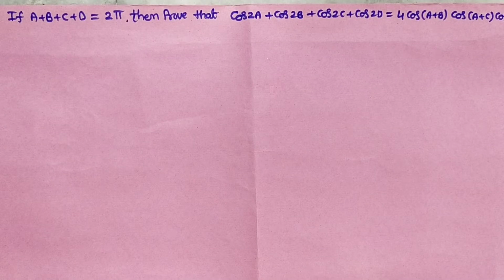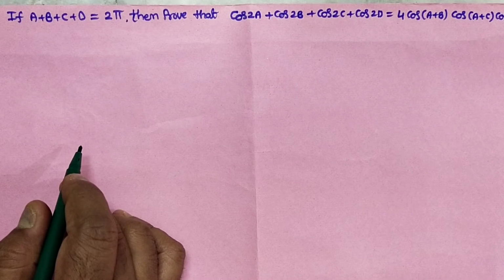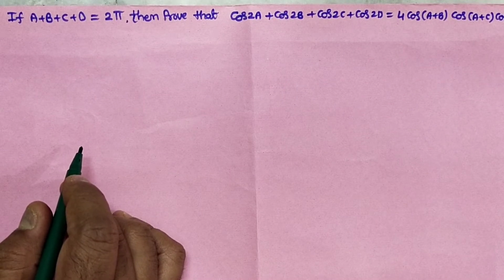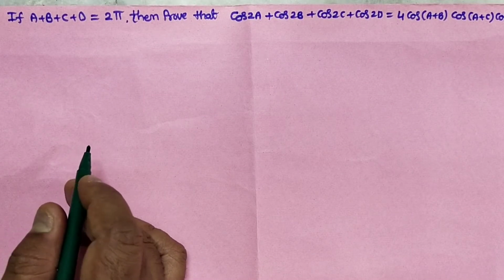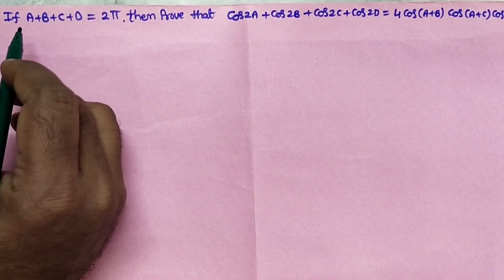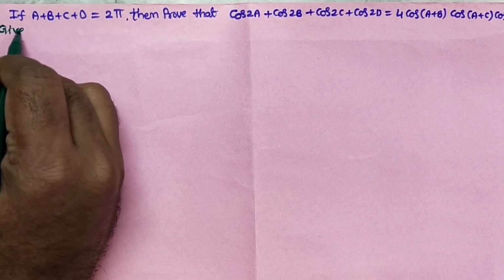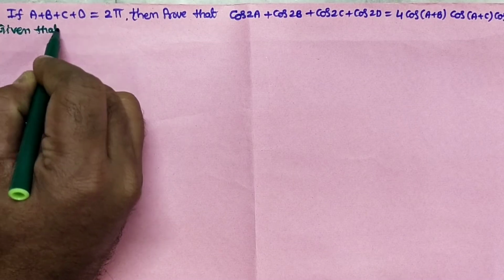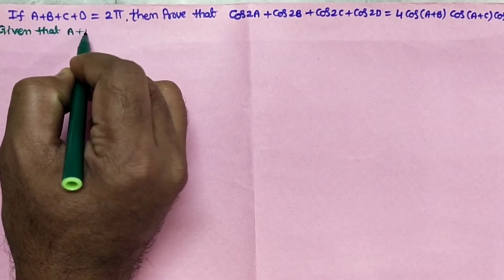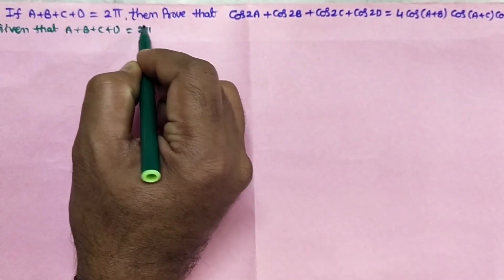If a plus b plus c plus d equal to 2 pi, then prove that cos 2a plus cos 2b plus cos 2c plus cos 2d equal to 4 times cos of a plus b, cos of a plus c, into cos of a plus d. That we have to prove. So now, the given condition you have to write. What is the given condition? Given that a plus b plus c plus d is equal to 2 pi.